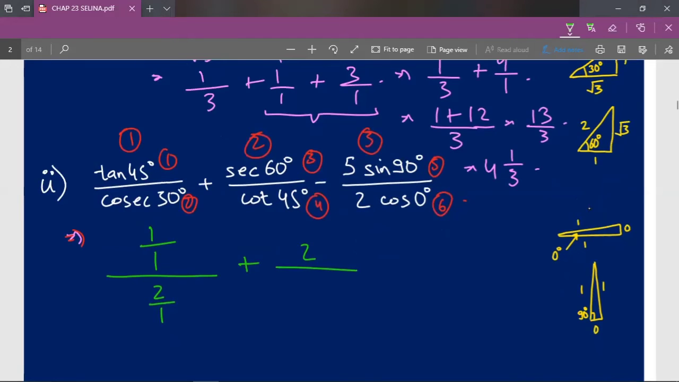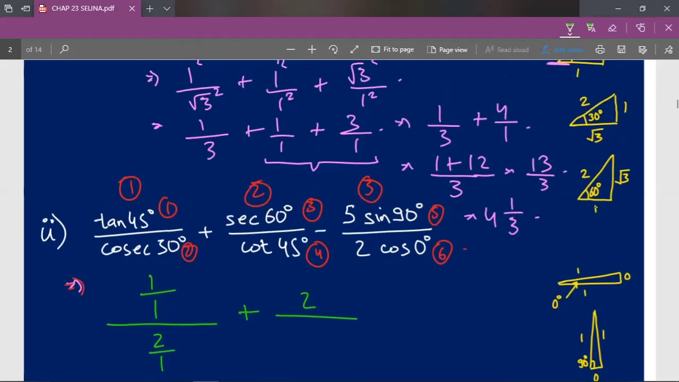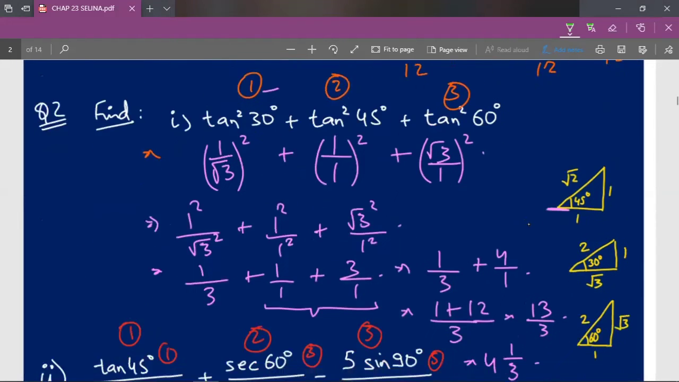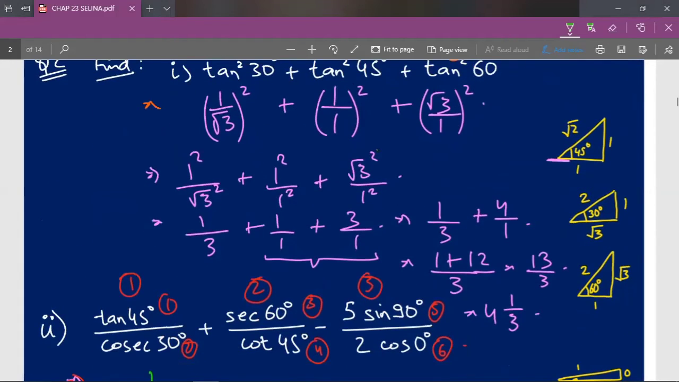Now cot 45 degree. The reciprocal for whatever value you get for tan theta, tan 45 degree, will be equal to cot 45 degree. So therefore we'll first find tan 45 degree, which is equal to 1 upon 1, as I've done here.